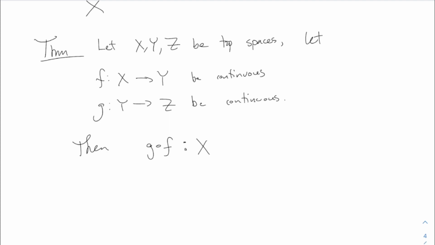What are the domain and the codomain for this? The domain is X because I'm doing F first. So the thing you plug in first has to be X. And the thing that comes out of the result is a Z. So this is like that. Is continuous. That's what the theorem says. If I have two continuous functions, compose them like that, the result is continuous.